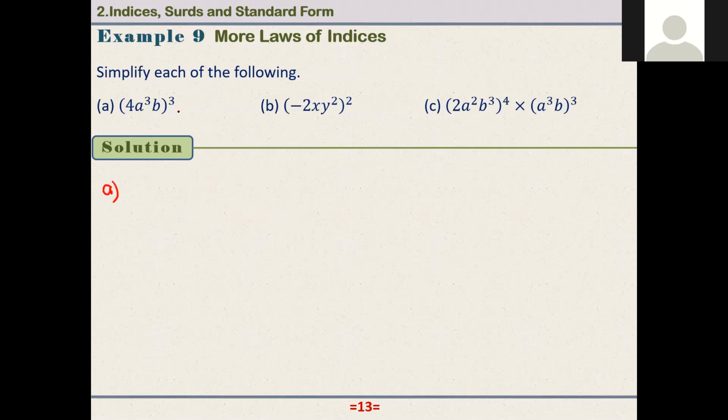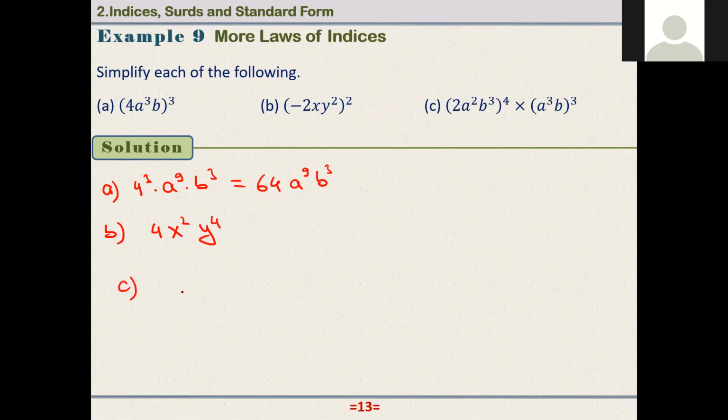A, simplify means we need to clear the brackets or parentheses. So here we have 4 cubed. A, 3 times 3, it is 9. B cubed, or 64 times 8 to the power 9. If it is a small number, we can just raise to this power. Otherwise, we can leave it as an exponential expression. How about B? Here we have square. So -2 squared, that is 4. X squared, that is x squared. Y squared squared, that is 2 times 2, y to the power 4.